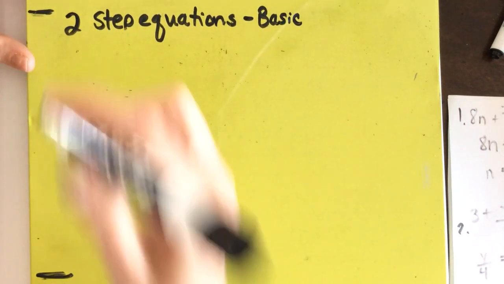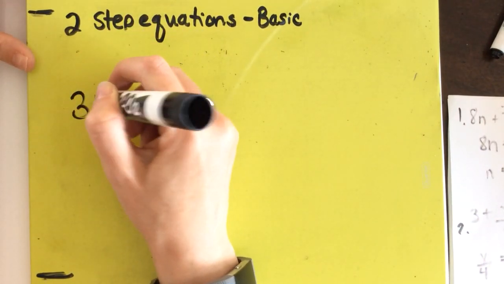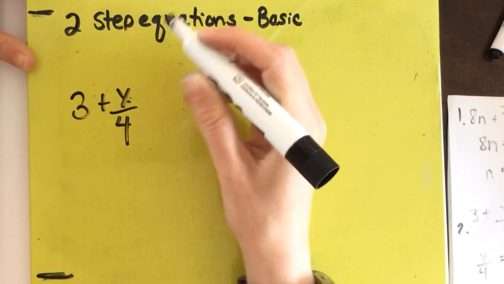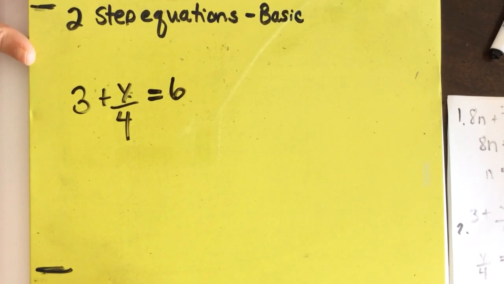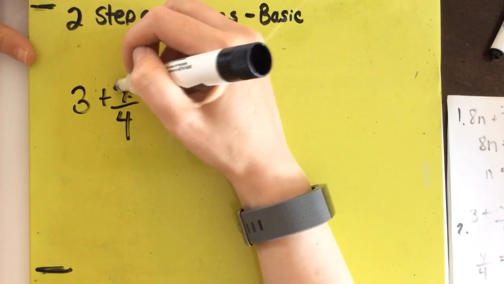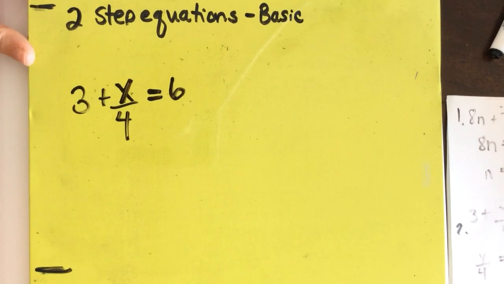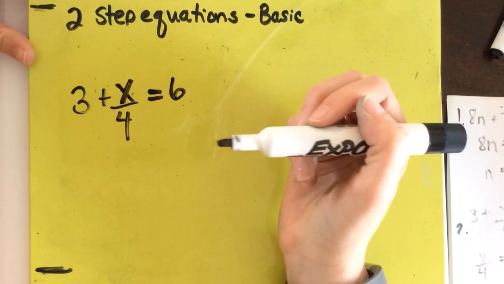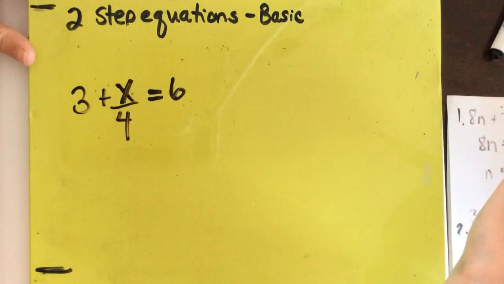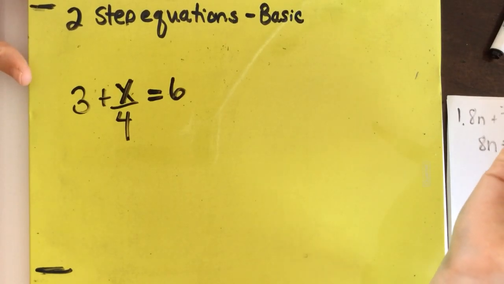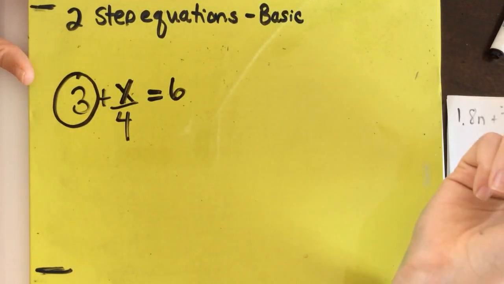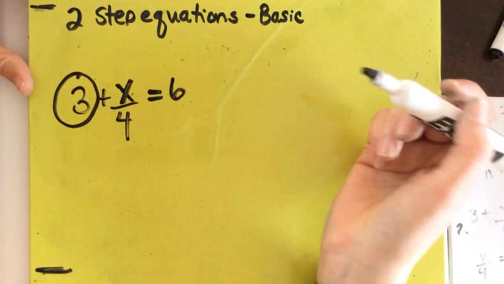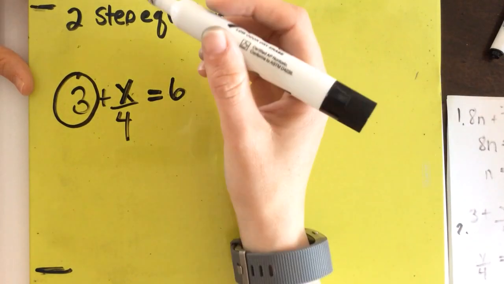This one involves some division at the start. Equals 6. So 3 plus x over 4 equals 6. So again, I've got two things going on with my variable here. The variable is being divided by 4, but there's also 3 being added to it. So the first thing I want to do is get rid of this plus 3, because that's not directly attached to the variable like this 4 is. So I'm going to get rid of it first.